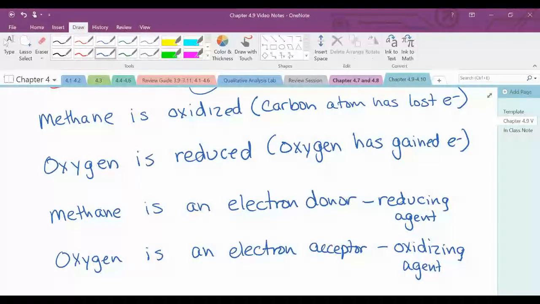So there's some practice for you to do on the worksheet with assigning oxidation states and then assigning what is oxidized, what is reduced, what's the reducing agent and oxidizing agent. You won't be able to finish the whole worksheet because the balancing part we will do in class, but you can finish the first part of the worksheet.